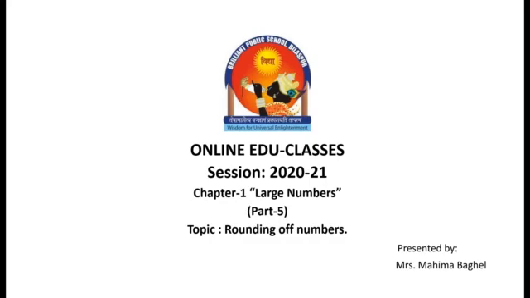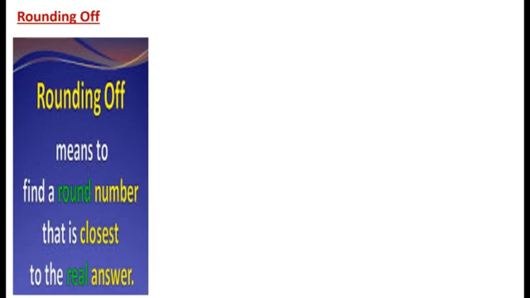Today in chapter number 1, large numbers, we will be studying the topic rounding off numbers. So first of all, what is rounding off? Rounding off means to find a round number that is closest to the real answer.